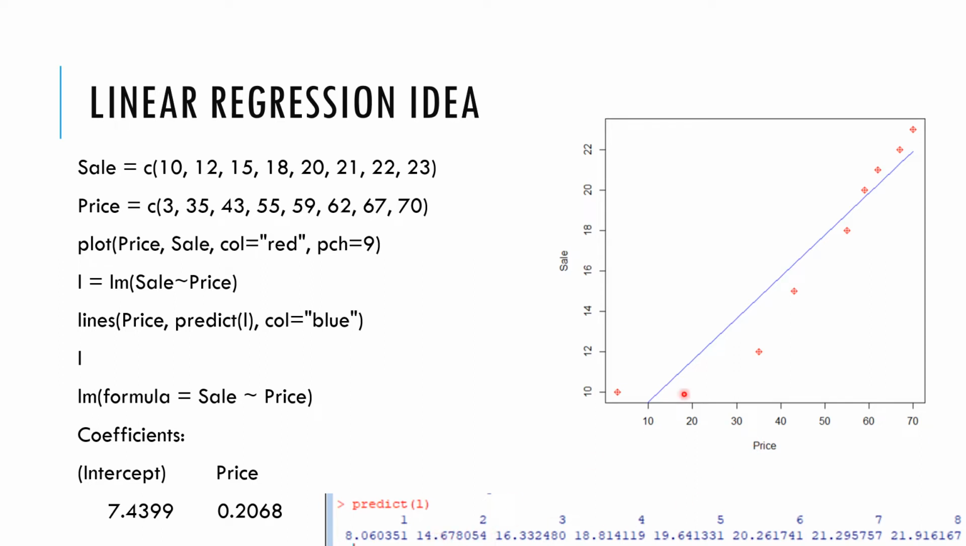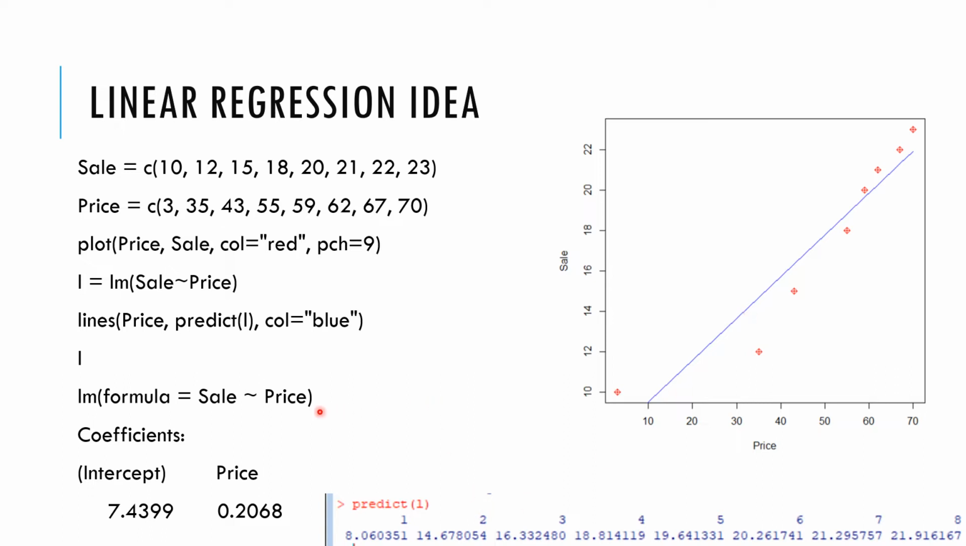Those values are falling on this line, right? So for 8, it will be somewhere down here. For the second value, which is 35, the actual value is 12. So it is 12 here as the actual value, but our model is predicting somewhere here.